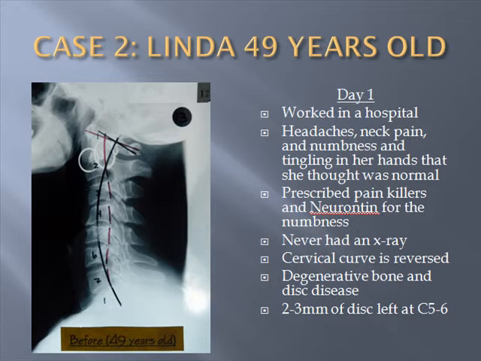Case 2, we have Linda, who's 49 years old. She works in a hospital, presented with headaches, neck pain, and numbness and tingling in her hands that she thought was normal. Prescribed painkillers and Neurontin for the numbness. Never had an x-ray, despite her symptoms. Her cervical curve is reversed, as you can see, by the black line indicating normal and the red line tracing her actual spine. She has degenerative bone and disc disease, and 2 to 3 millimeters of disc left at the C5, C6 level.